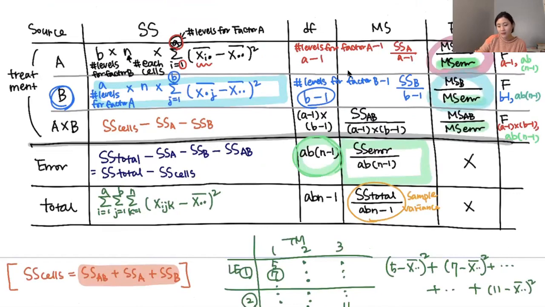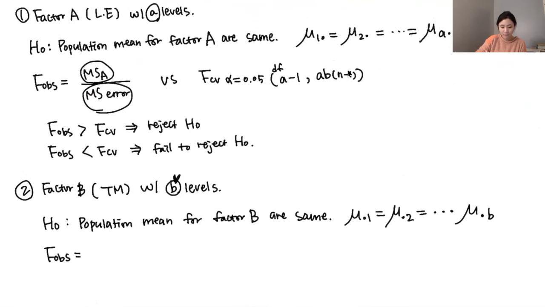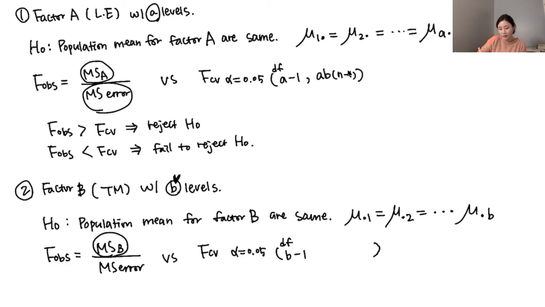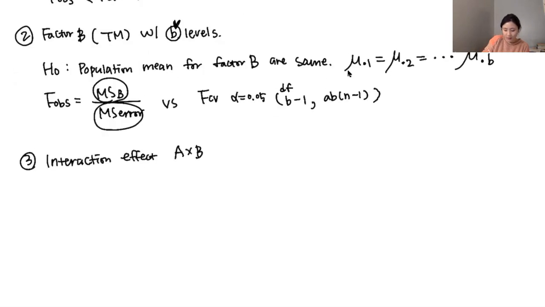My F observed value, let's go to the table, this is my test statistic: MSB divided by MS error. And we need to compare this number to the critical value with alpha 0.05, with degrees of freedom of the number of levels minus 1, comma, the degrees of freedom of MS error, which is AB(n minus 1).